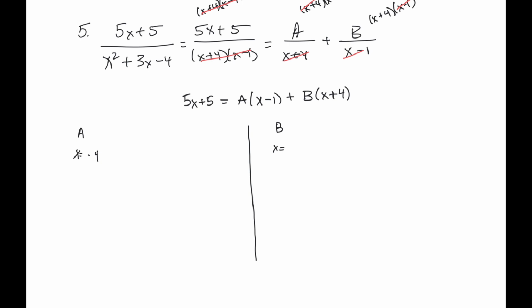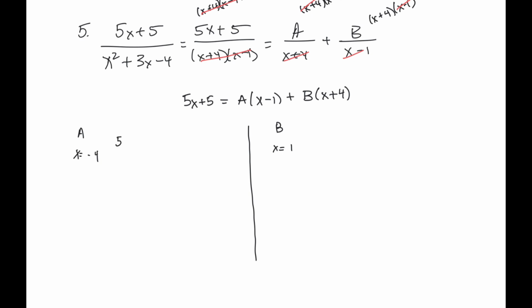For the other one, to find b, we need to cancel out a. So I need to pick a number that makes this parentheses become 0, and that's going to be the number 1. So we'll plug 1 in there. Now I'm going to do what I just said, work it out and solve those little equations.